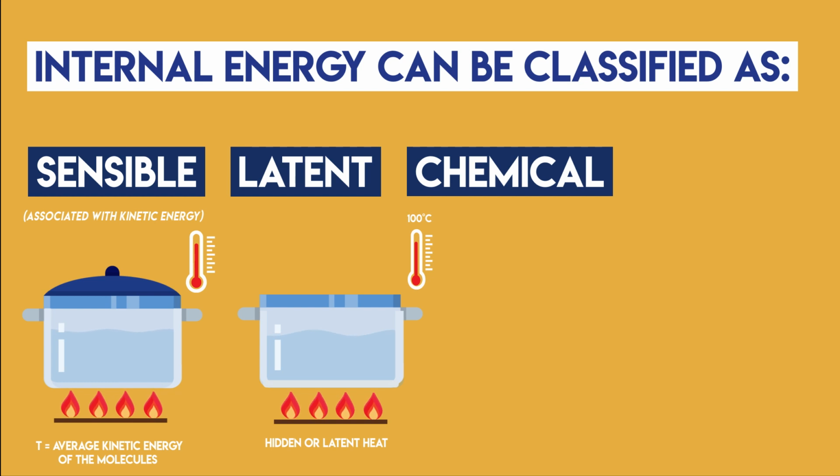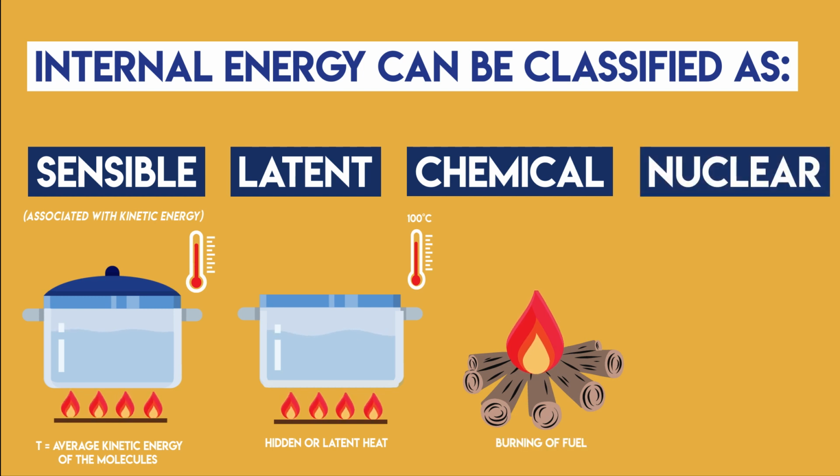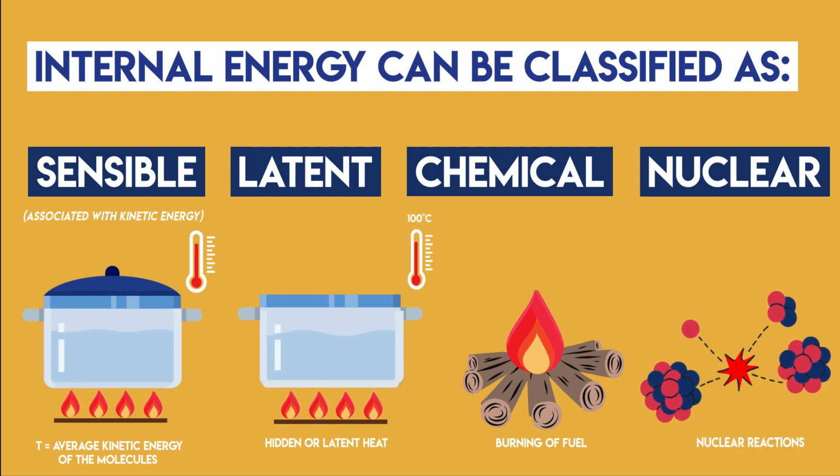The chemical energy of a system is due to its atomic bonds in the molecules, and it only comes in picture during a chemical reaction, for example, during the burning of fuel. Nuclear energy exists due to the strong nuclear forces within the nucleus of an atom. This energy comes into picture only during nuclear reactions.